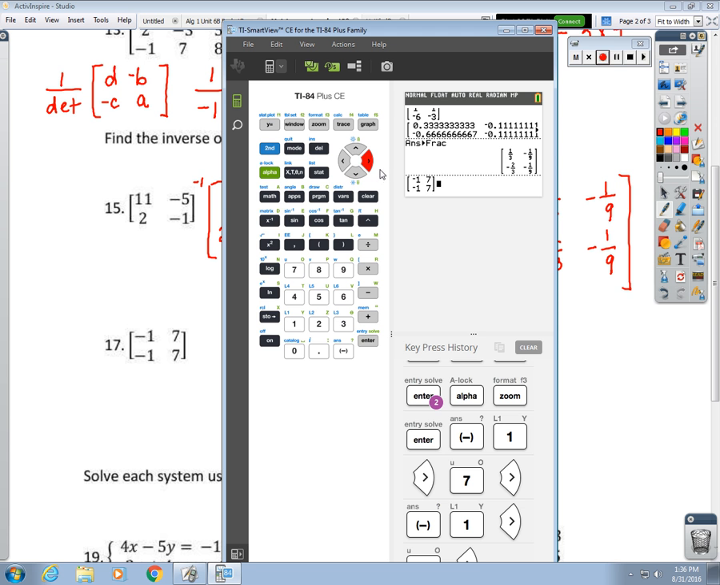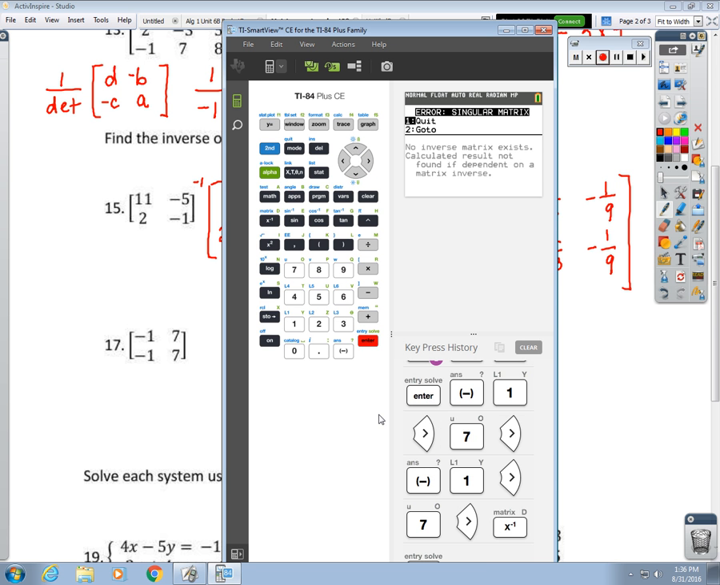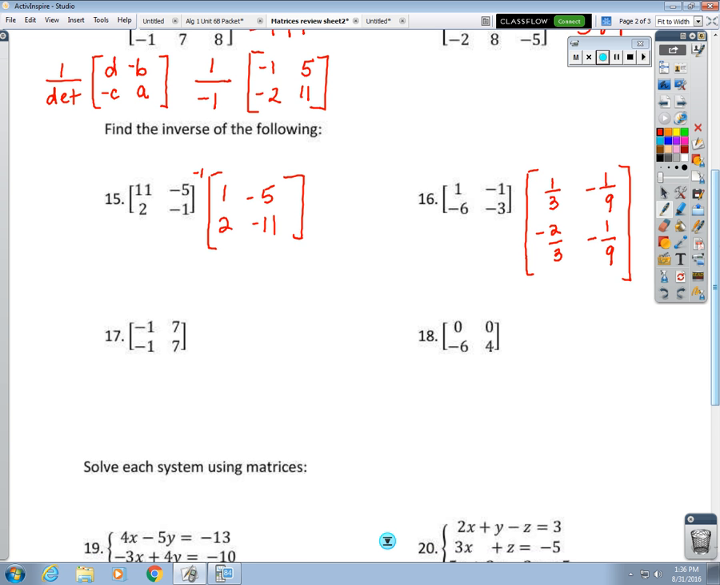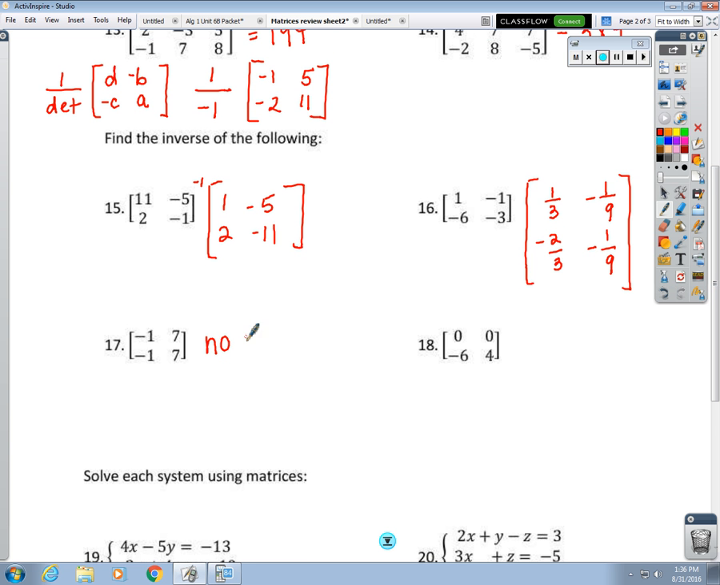Okay, we want to find the inverse of it, so all we have to do is raise it to the negative 1. But what's it say? It says error: singular matrix. You need to know that word. There's no inverse, right? And they called it singular. Why is there no inverse? Does anybody remember what would cause a matrix to have no inverse? When what is zero? The determinant equals 0.